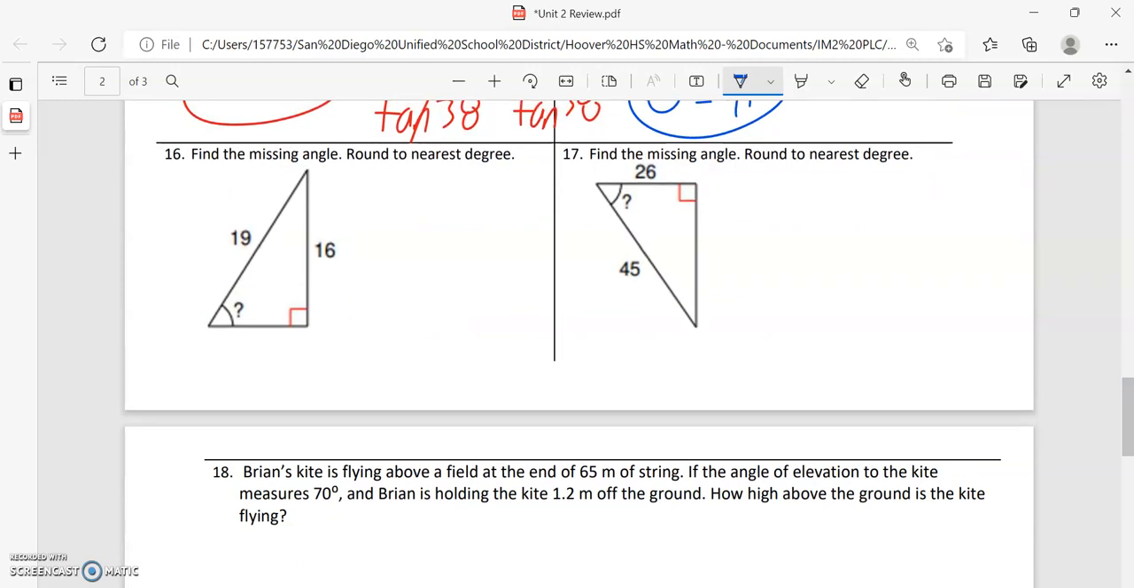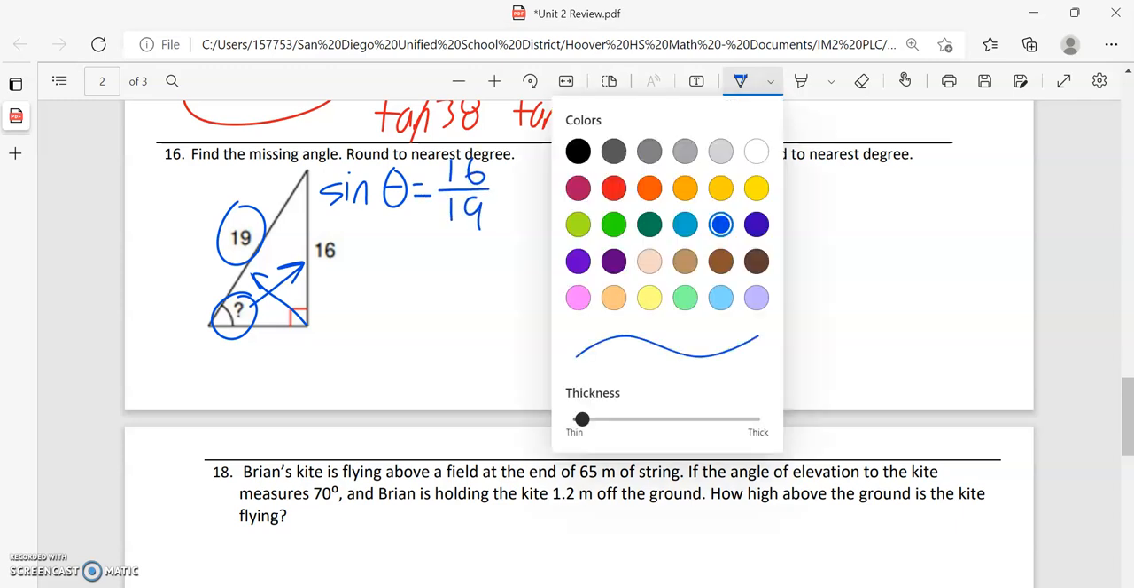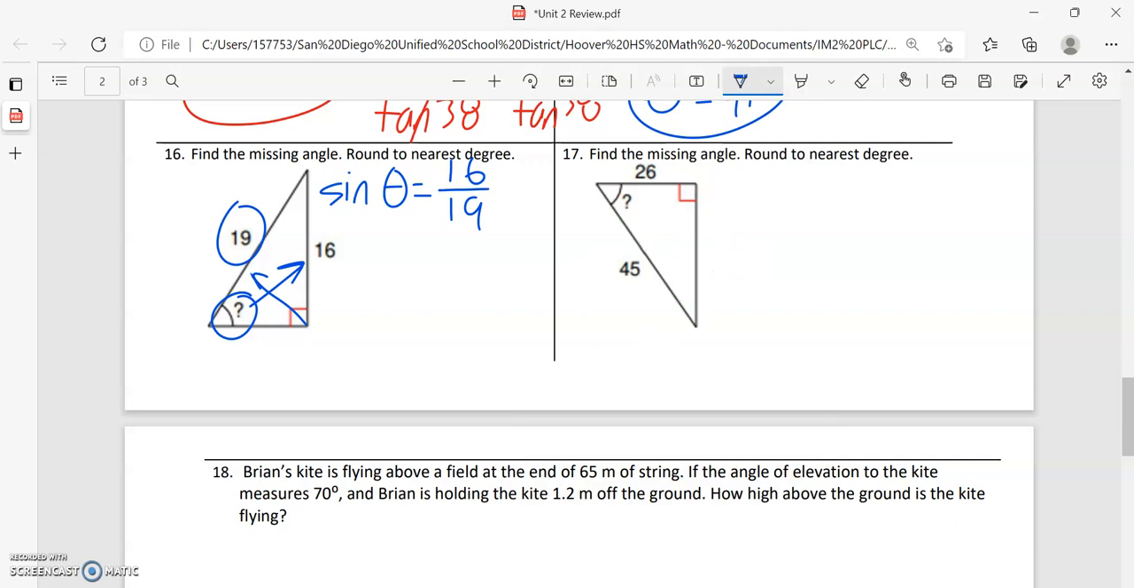Find the missing angle again. Hypotenuse is our 19. Our indicated angle is here, and we have the opposite. So that is sine of theta is equal to 16 over 19. Inverse sine of both sides, and we get 57 degrees. So theta is 57 degrees.